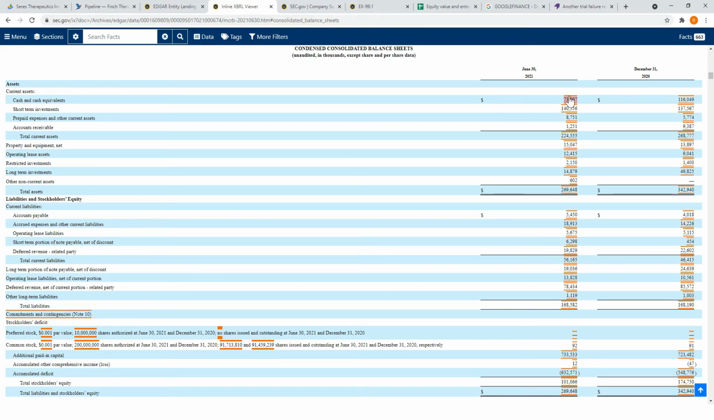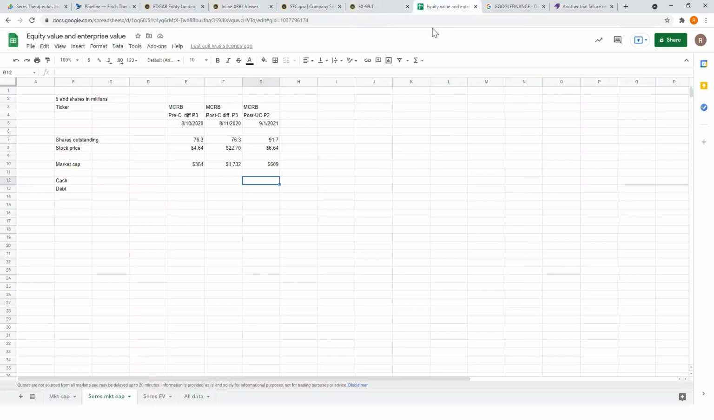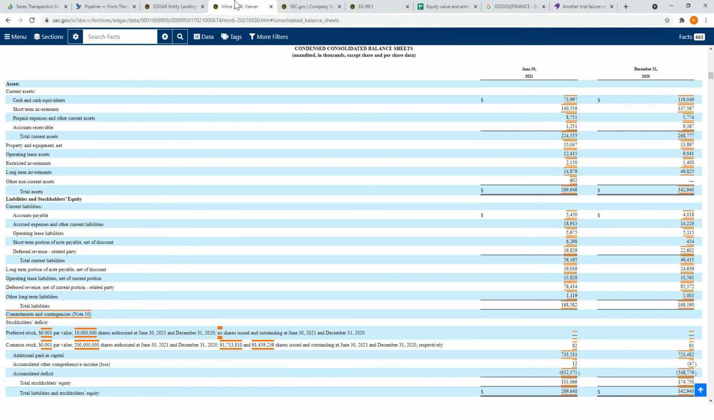So cash takes 73 million or 74 million, but also typically you include short-term investments because short-term investments are typically considered cash equivalents. Companies usually have a cash balance, and then they invest some of that cash into things like treasuries, which are investments but are very liquid, so the company can access them easily. So for cash, we're going to use 74 million plus 140.5 million, and that gets you our cash balance.